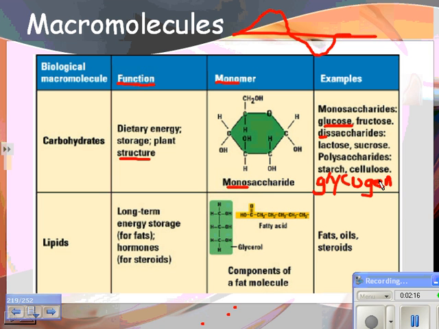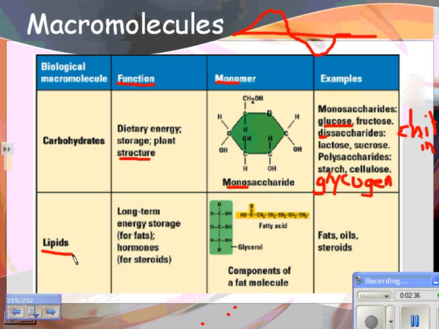And then the last example that I want you to know is chitin. And so this is not for plants, but it is structural. So this is fungi cell walls, for example, are made out of chitin. And crustaceans have their cell walls made out of chitin as well.